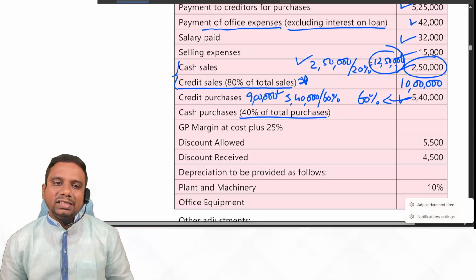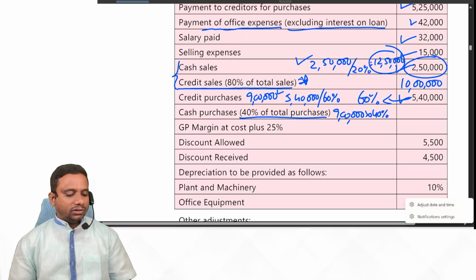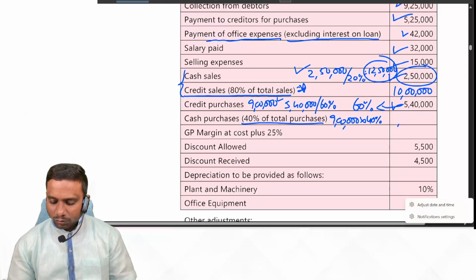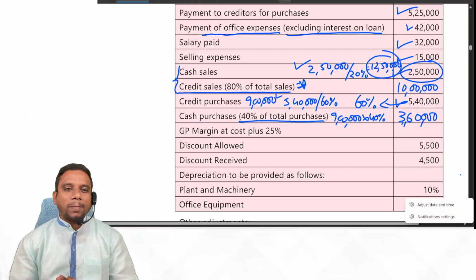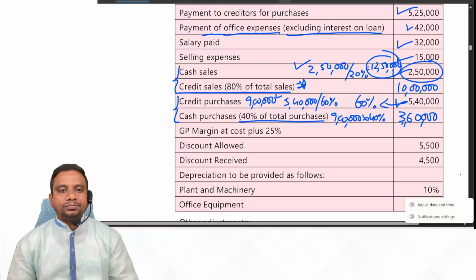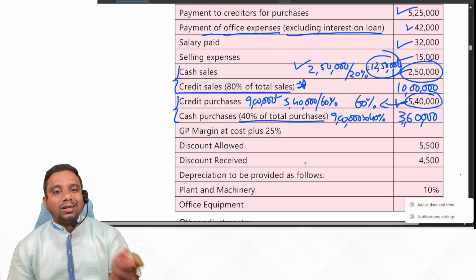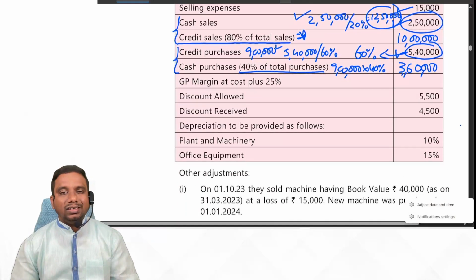Total 9 lakh sales, sorry, purchases. Total 9 lakh purchases. So out of 9 lakh, 40% is 3 lakh 60,000. Yes or no? So credit and cash both are shown on the debit side of the trading account. Credit purchases of 5 lakh 40,000 rupees are shown on the credit side of the debtor account, and cash purchases on the cash book credit side.